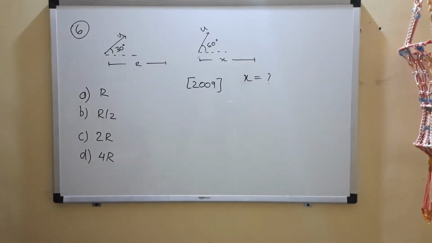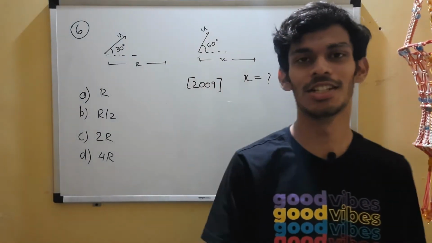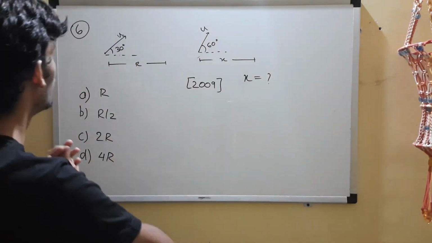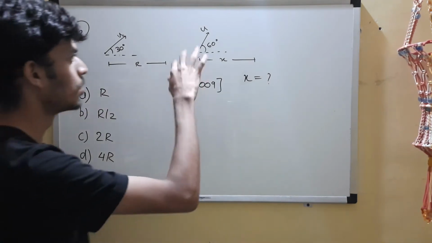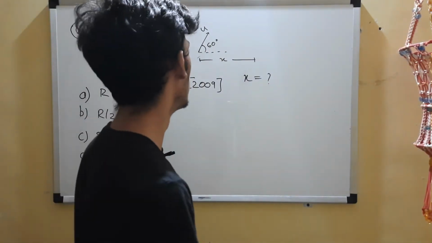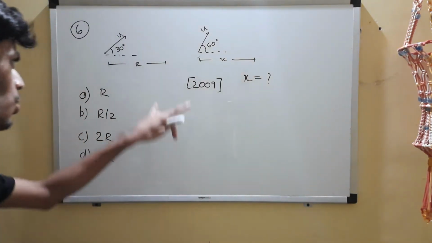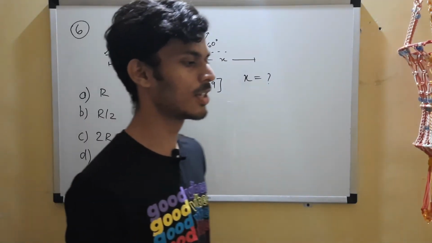Question 6 over here from BITSAT 2009. Again, you can see that this is just another version of the previous question. So here also the same story follows. You have thrown a projectile at a certain angle, and it gives you a range R. Now you change the angle, don't change the speed, and it gives you a range X. So you have to find that x in terms of R. One way of doing it is the previous approach.